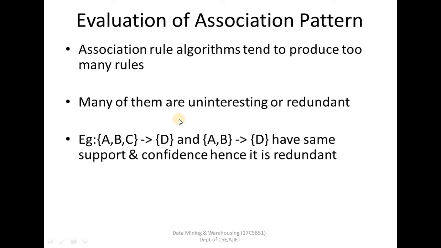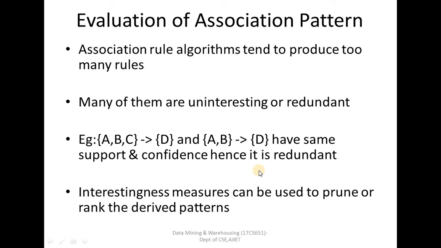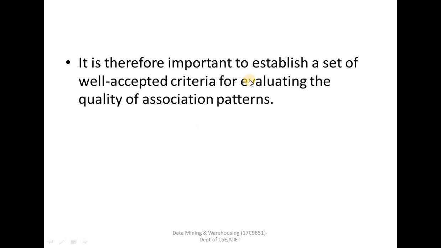For example, suppose we have the rule ABC implies D and AB implies D. Both have the same support and confidence. Hence, this rule can be regarded as a redundant rule. So, we are going to use interestingness measures, which can be used to prune or rank the derived patterns. It is therefore important to establish a set of well-accepted criteria for evaluating the quality of association patterns.